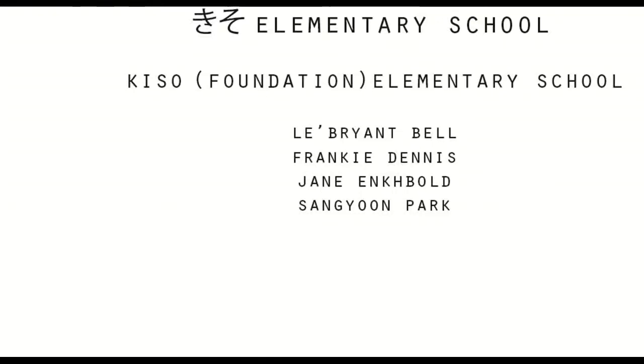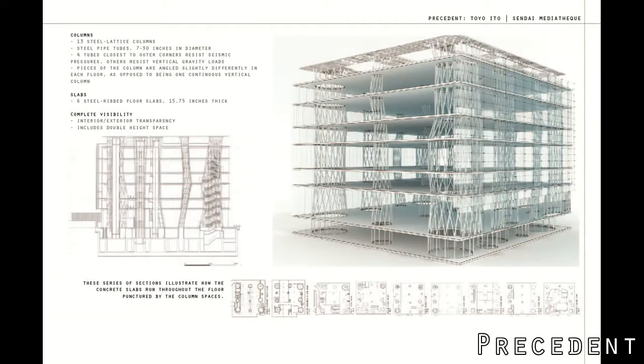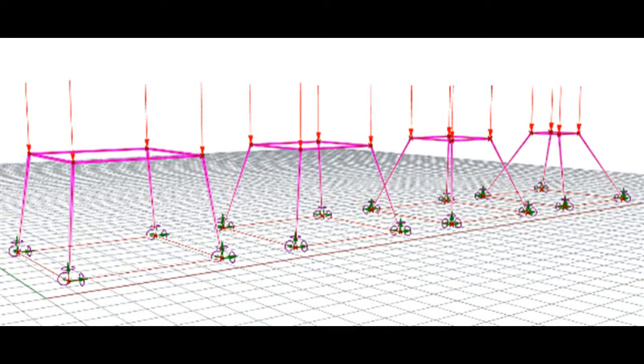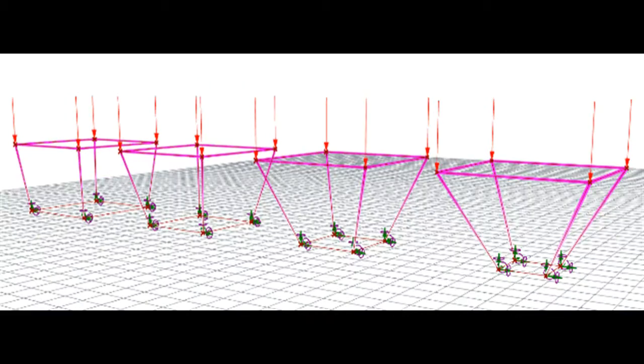Kiso Elementary School. We started out investigating our precedent, the Sendai Mediatheque building in Japan, designed by Toyo Ito. We chose to integrate three major characteristics from the Sendai Mediatheque. We decided to split the columns up per level and angle them to create strong structural support. We also wanted to incorporate the continuous slab of the floor and a feeling of transparency across the entire building.